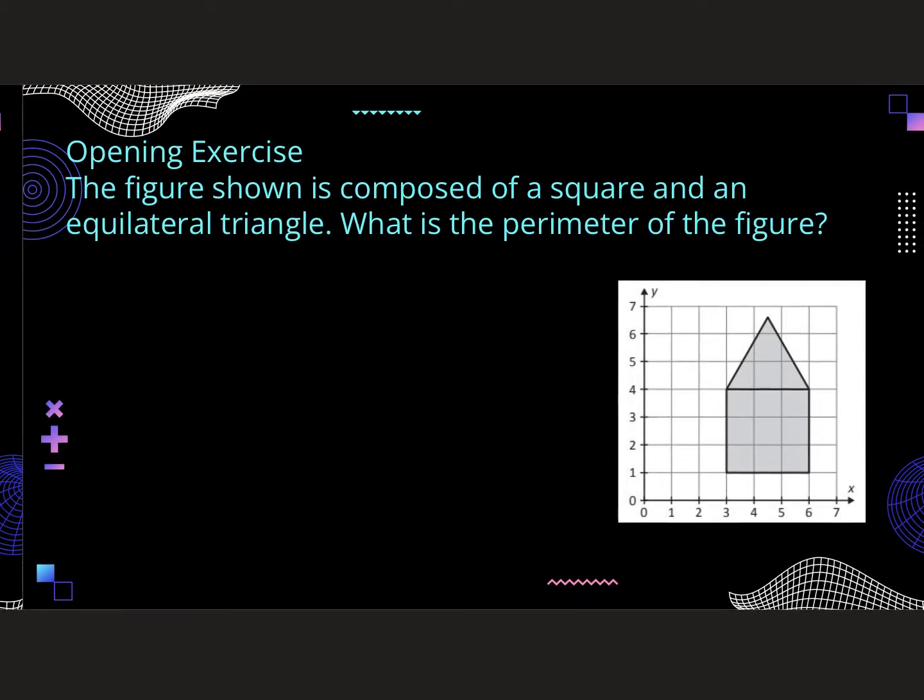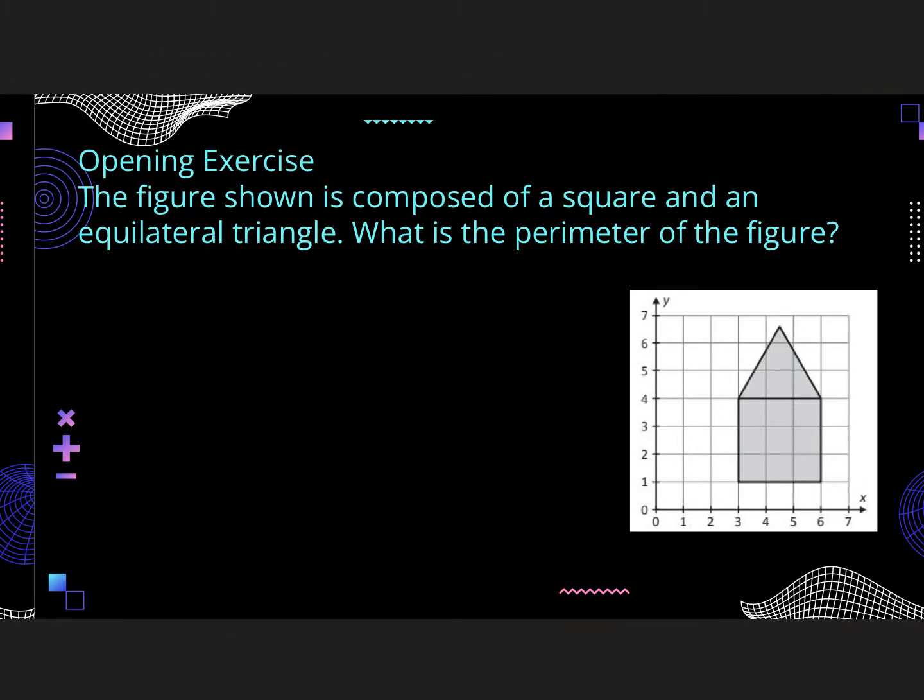All right, so let's take a look at this opening exercise. It says the figure shown is composed of a square and an equilateral triangle. What is the perimeter of the figure? When we talk about an equilateral triangle, that means that all of the sides are the same. If we look here, we can see that the base of our triangle is 3 units.